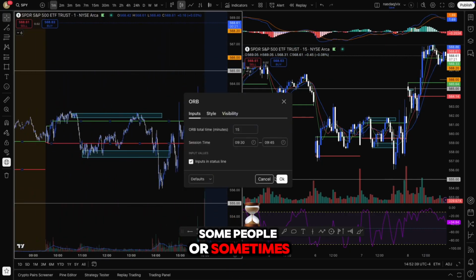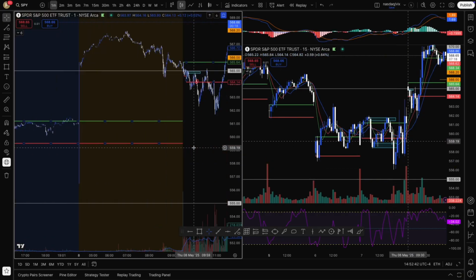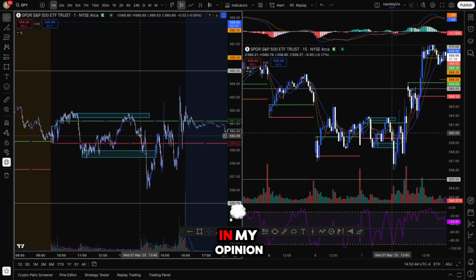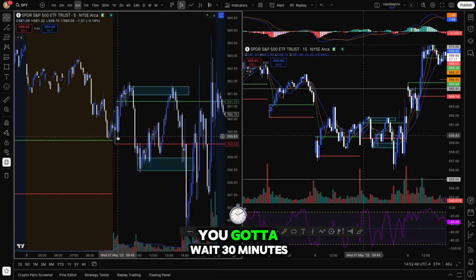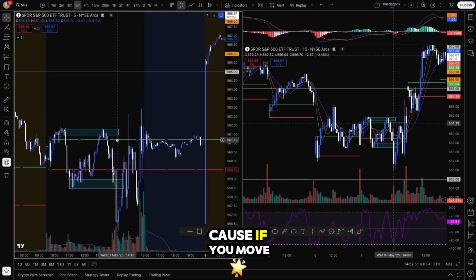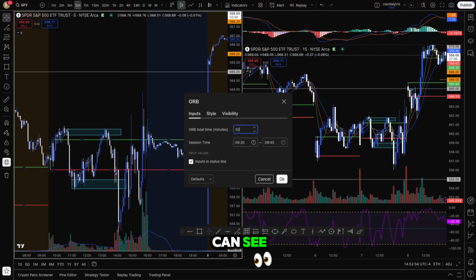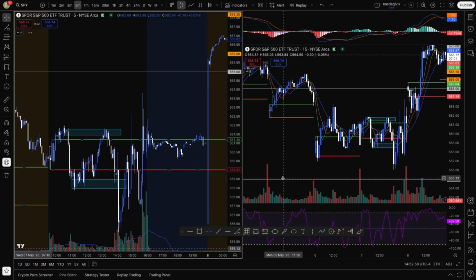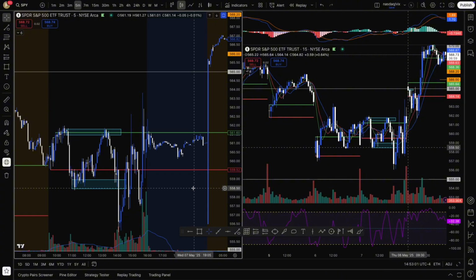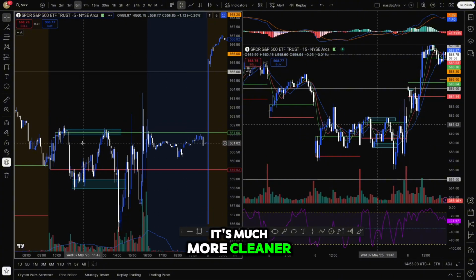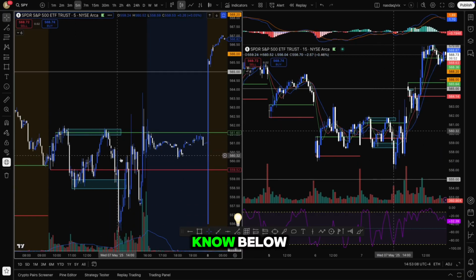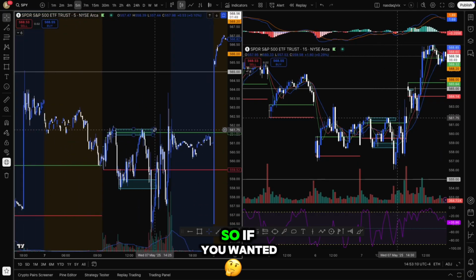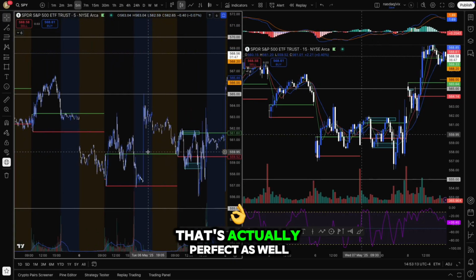Sometimes I like to use a 30-minute, because it's a little cleaner, in my opinion. It's like, yes, you gotta wait 30 minutes, but come on now. Because if you move to the 30 minutes, you can see 10 a.m. You can see it's much cleaner. You can see that we actually did reject it here twice, and then we bounced below. So if you wanted to use 30 minutes, that's actually perfect as well.